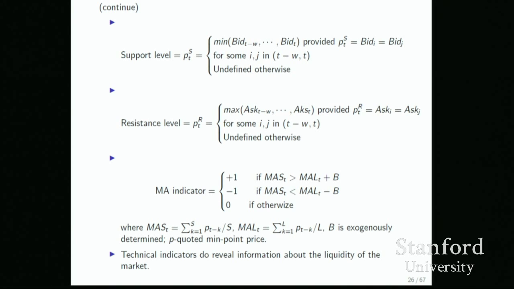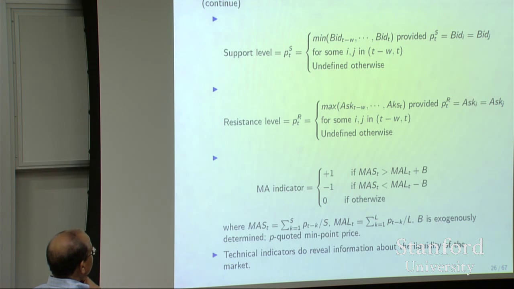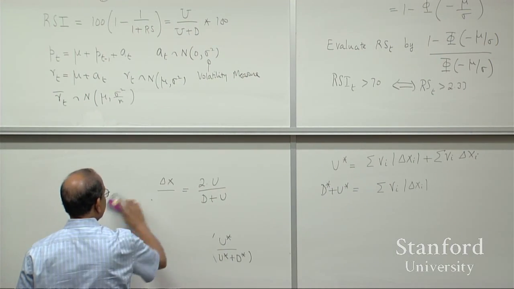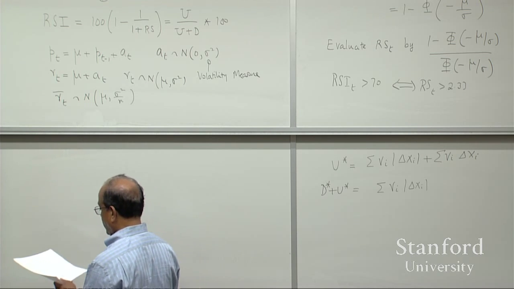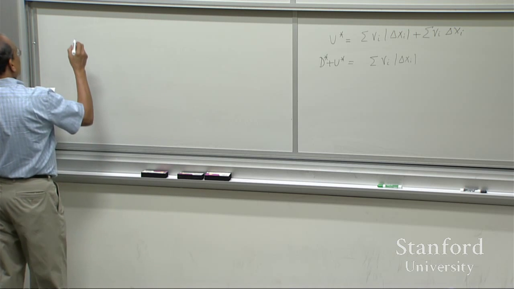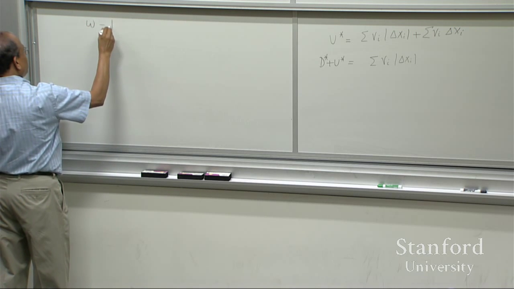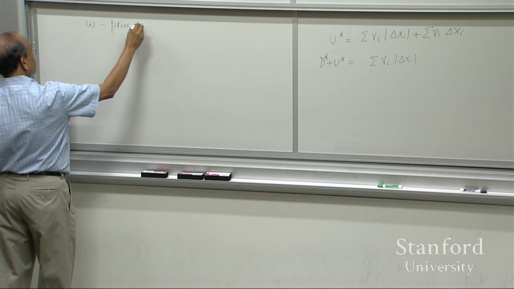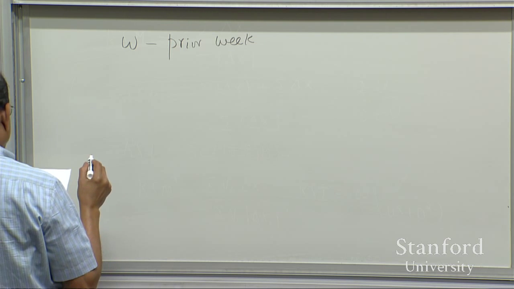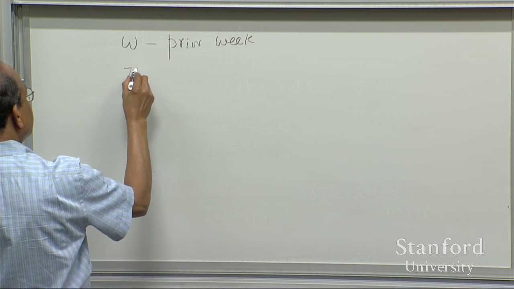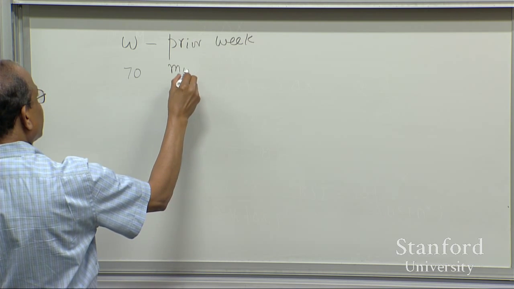If you look at it, you'll see that there is T minus W. So you need to decide how many periods you want to go back to compute the best bid average and best ask average. Generally, they look at the following. W is generally taken to be the prior week: what is the best bid and best ask in the prior week? And when they calculate the averages, they look at the 70 most recent observations.